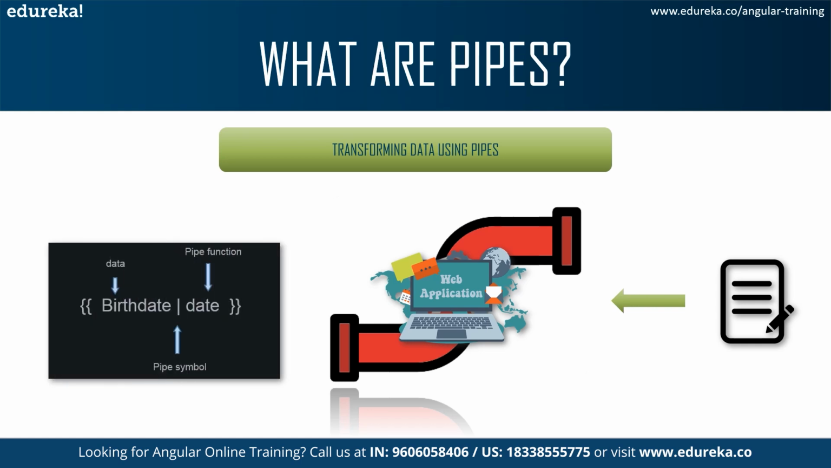As you can see in the example given here, it is a replica of how a pipe looks. On your left-hand side is our data. Say we have a birth date that we need to pass on as our data. We use a pipe symbol and our pipe function. What are pipe functions? We'll get into that further ahead in our session today.